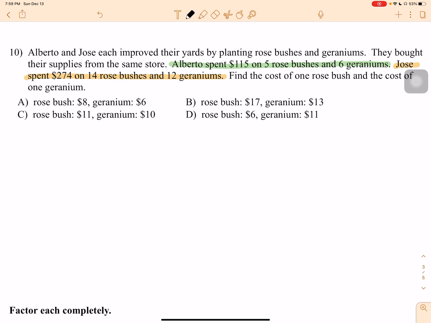So again, we have to set up a system of equations. So for Alberto, he spent $115 total, and he had bought 5 rose bushes and 6 geraniums. Okay, it doesn't matter if you use capital or lowercase r. I don't know why I did capital. There we go.